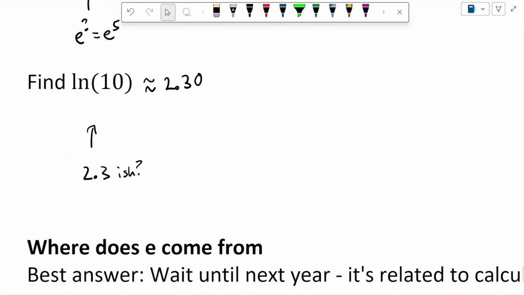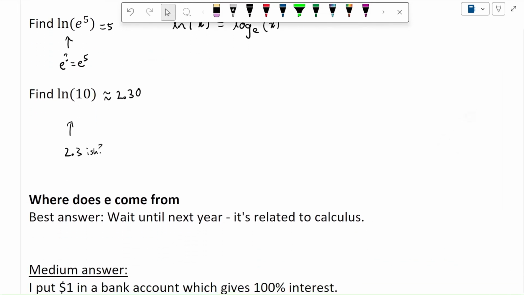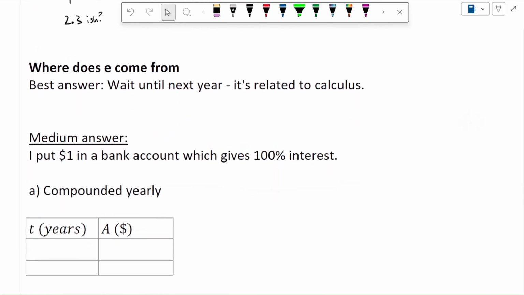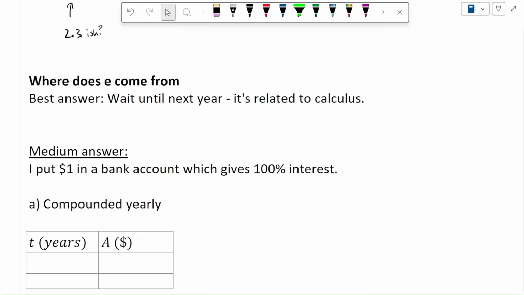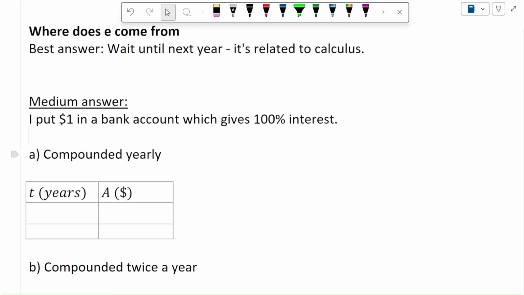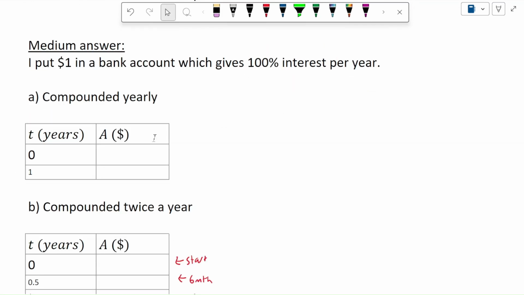If you just want to be able to do the maths, you can pretty much stop the video here. But if you're curious about what e actually is, the best answer is wait until next year. It's got something to do with calculus and slopes of functions. But I've got a fairly good answer here as to where it originally came from, which is compound interest. All right, so we'll see how this works.